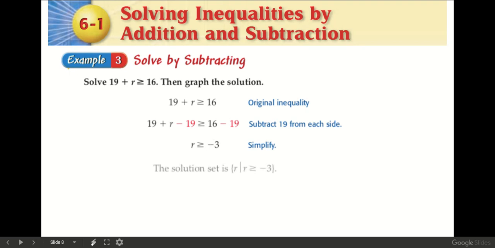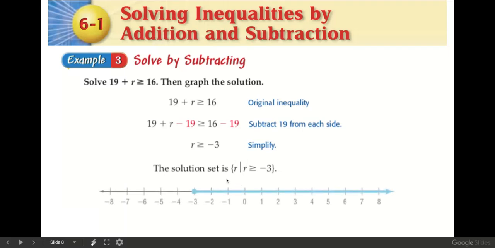So now I have to graph it on a number line. So here's my number line. It's going to equal negative 3, right? Because it's got the line underneath. So it's a closed circle. And then r is greater than negative 3, which is all the numbers to the right.